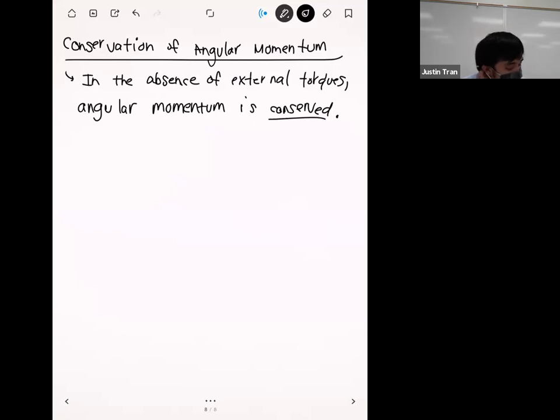One key point that I want to make here is gravity. We always assume that gravity acts through the center of mass of an object.